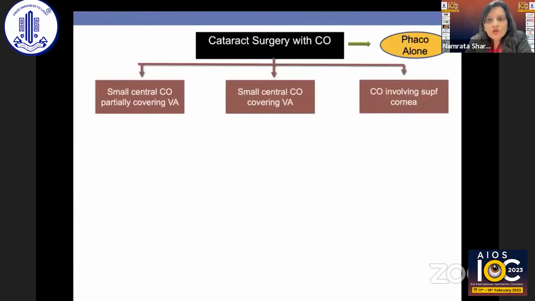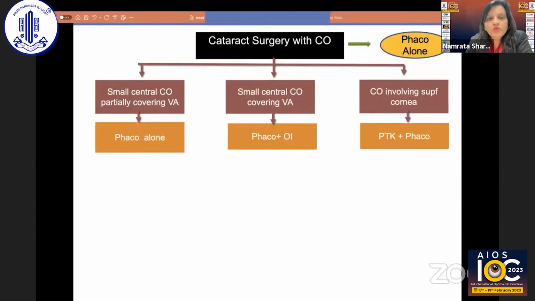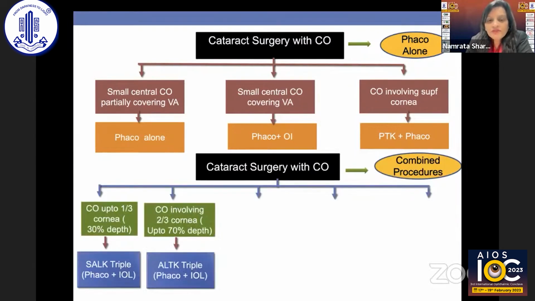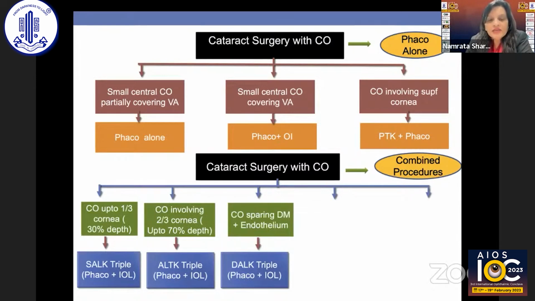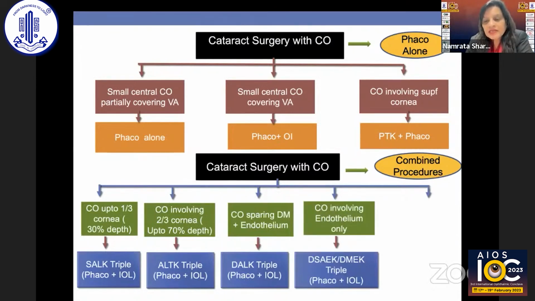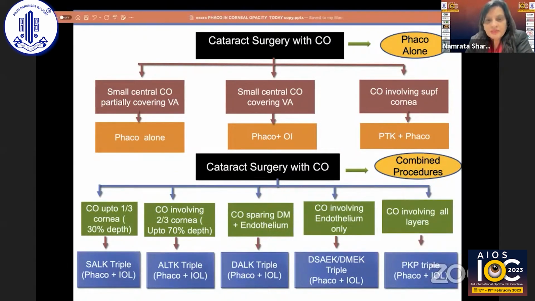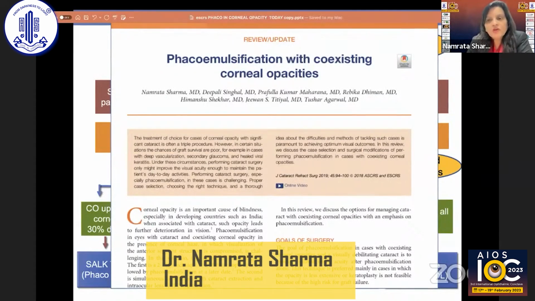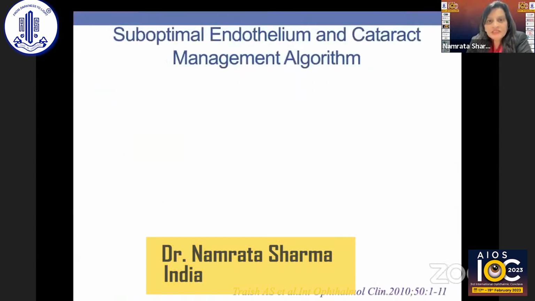Now, this is the algorithm for cataract surgery with corneal opacity, just to show where you would do phacoemulsification alone. Sometimes you may have to do phacoemulsification with optical iridectomy, and sometimes first you have to treat the cornea with PTK and then do a phacoemulsification. However, for combined procedures, depending upon the level of opacity, one can do a SALK triple, ALTK triple, DALK triple, DSEK, DMEK triple, or a PKP triple. This is our review article on phacoemulsification with coexistent corneal opacities, which we had published for greater details.